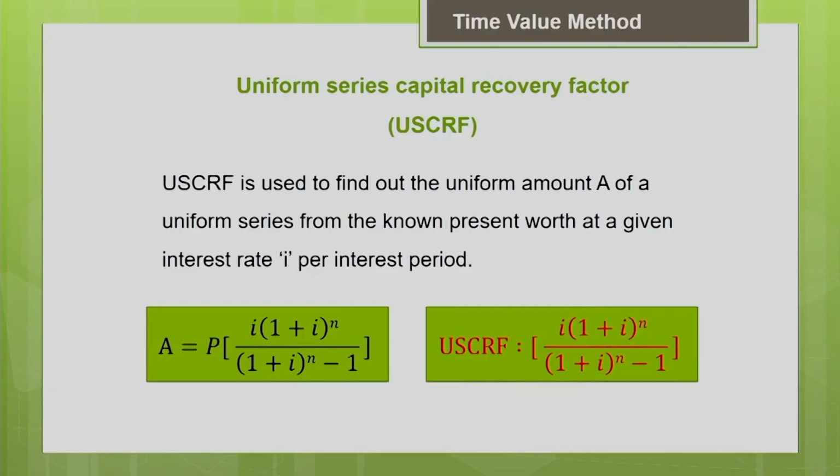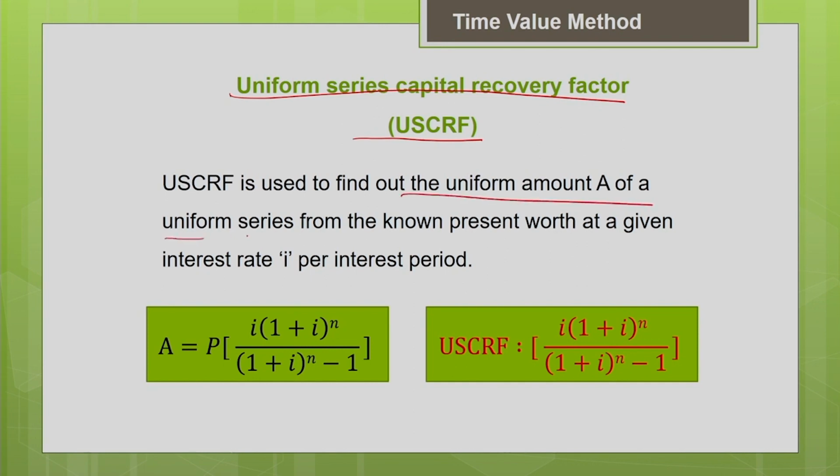So the important factor which we are going to use now is the uniform series capital recovery factor. Basically, this factor is used to find the uniform amount A of a uniform series from the known present worth P at a given interest rate i per interest period. In this case your present worth of the money is known, and you are going to find the uniform amount A. So for the given P we are going to find A.